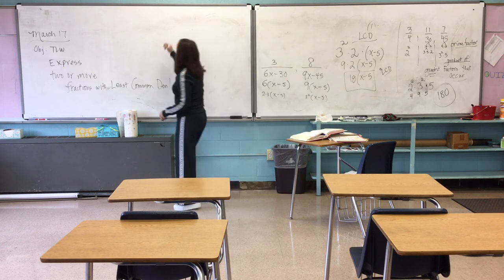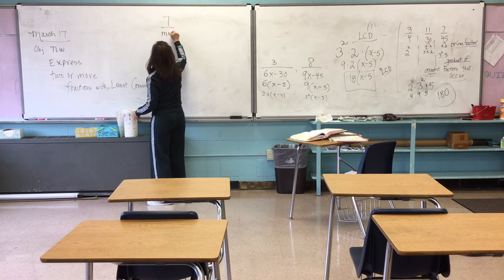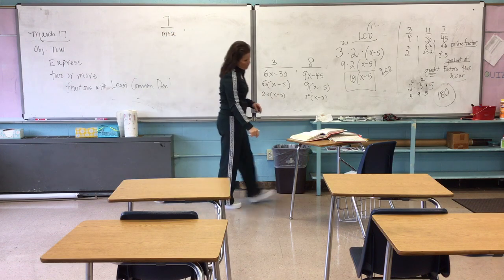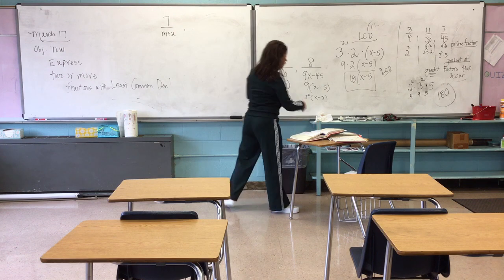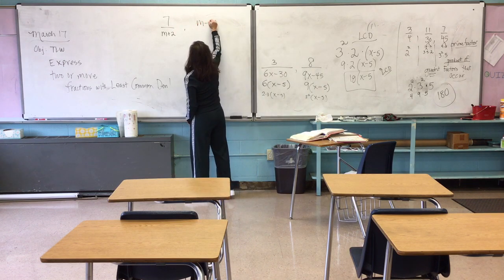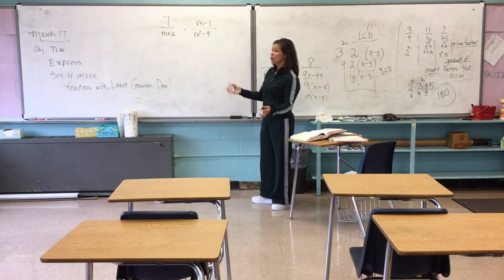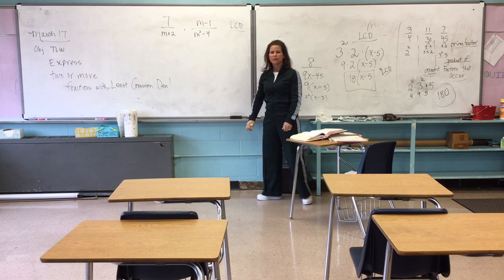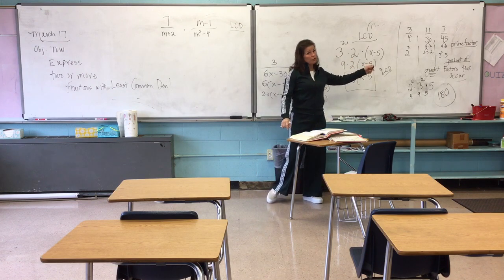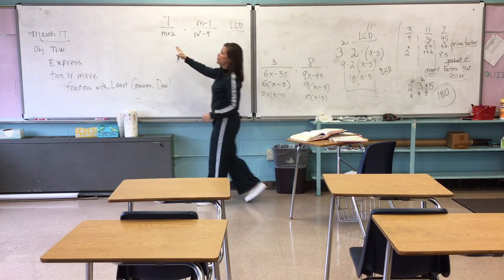Let's try 7 over m plus 2 and m minus 1 over m squared minus 4. So our whole idea is to find the LCD. So all we're doing right now is to find the LCD. So once again, my directions, which are still on the board, we're going to factor.